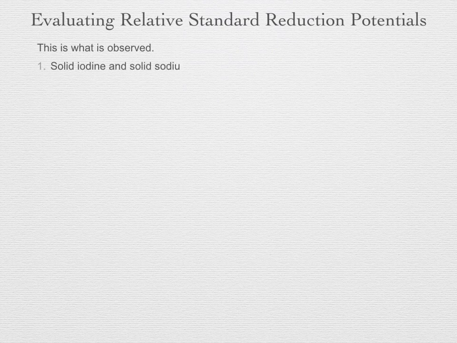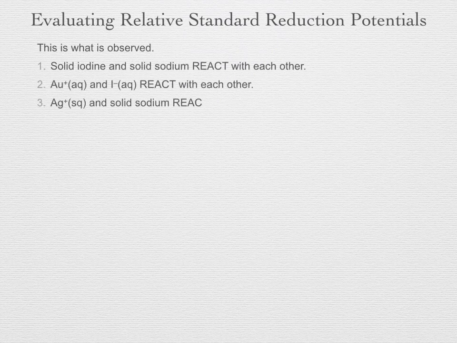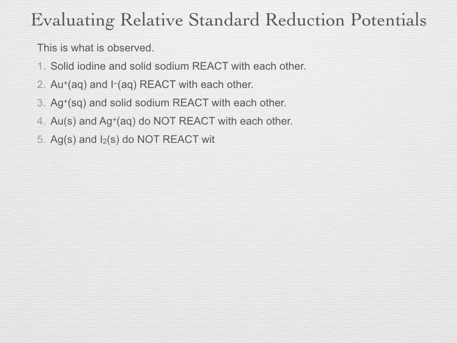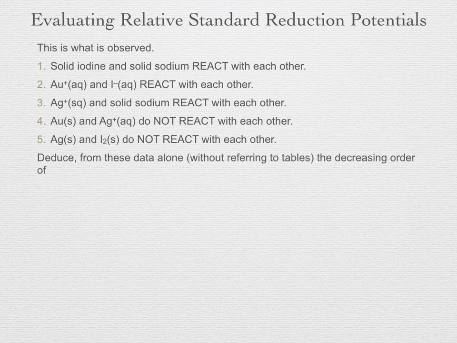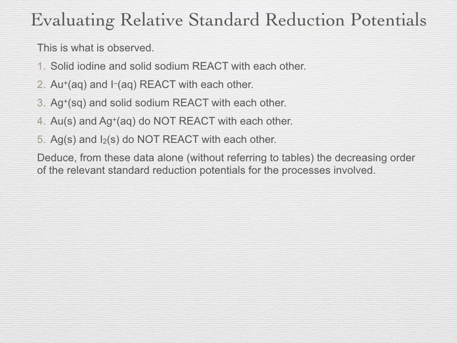We've got 5 observations. Solid iodine and solid sodium react with each other. A solution of gold plus and I minus reacts. A silver ion solution reacts with sodium. Gold and silver ion do not react. Finally, silver and iodine do not react. We want the relative ranking from the most positive to the least positive.